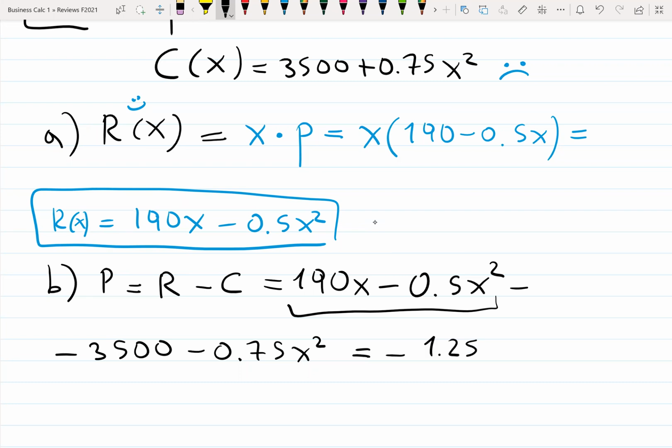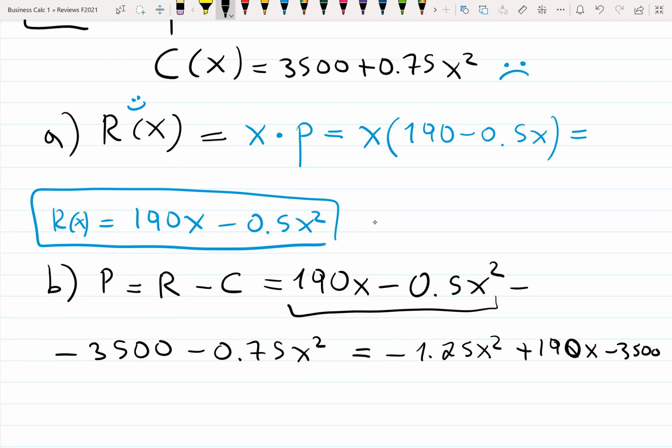125, right? No, too late. It's too late in my mind. 5 plus 7 is 12. Okay, yeah, I was right. Agree, yes. Well, nobody said anything, so I guess it's good. And plus 190x minus 3500.